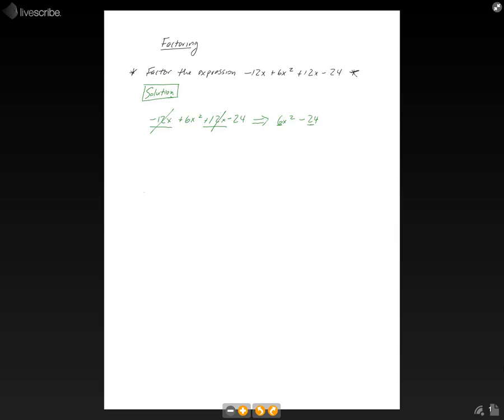Well, this 6 right here and this 24 are both evenly divisible by 6. So let's factor out a 6 from both terms. That gives us 6 times the quantity x squared minus 4. There's only one more step to go to finish this. What we need to do is factor this x squared minus 4.